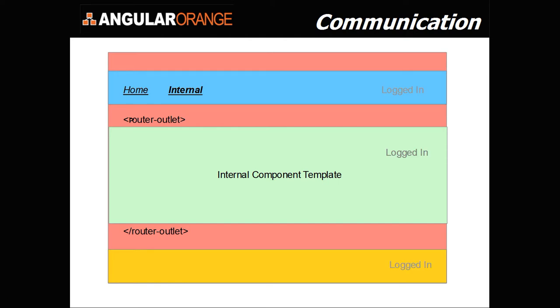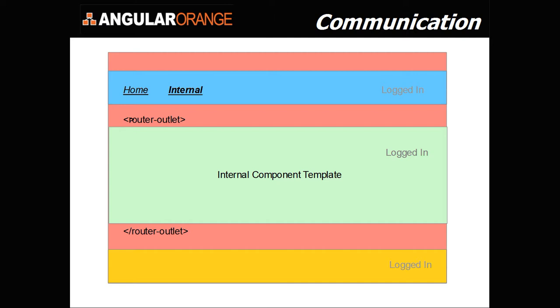So basically it'll look like this. When the internal component gets instantiated and initialized, whatever the life cycle of this component is, we're going to eventually broadcast out a message that says that we're logged in, and these other components are going to subscribe to that message and get that message and display it.